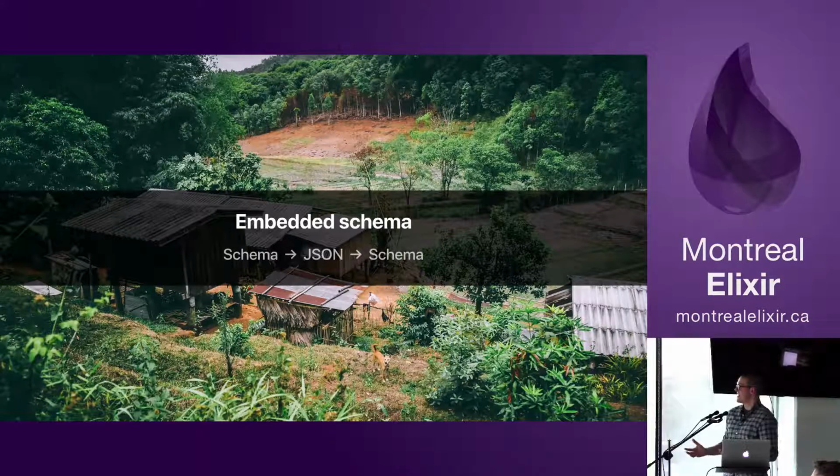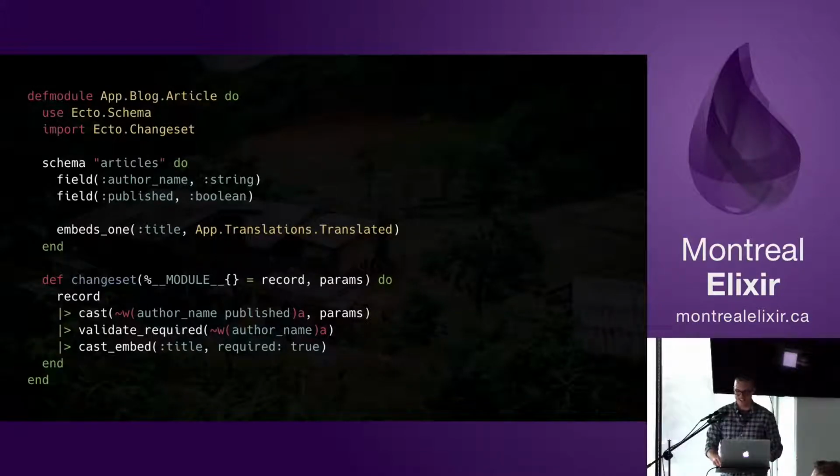Let's try the actual topic of the talk, an embedded schema. So instead of defining a map field for the title field, we're going to be declaring an embeds_one. So this is a single object we're going to be storing in the title column, and we're actually binding the field to the Translated schema. This is a schema we're going to be seeing in the next slide.